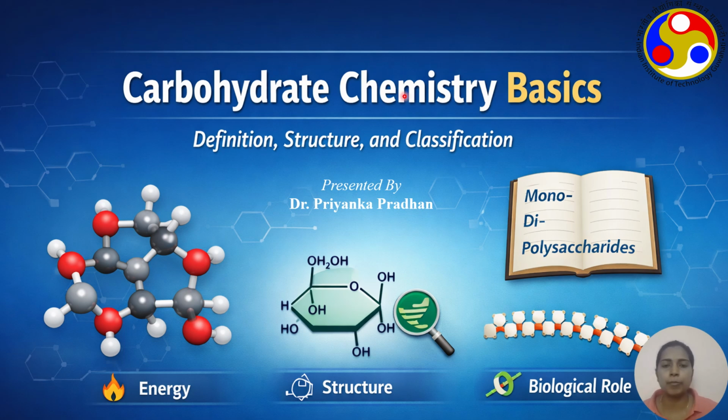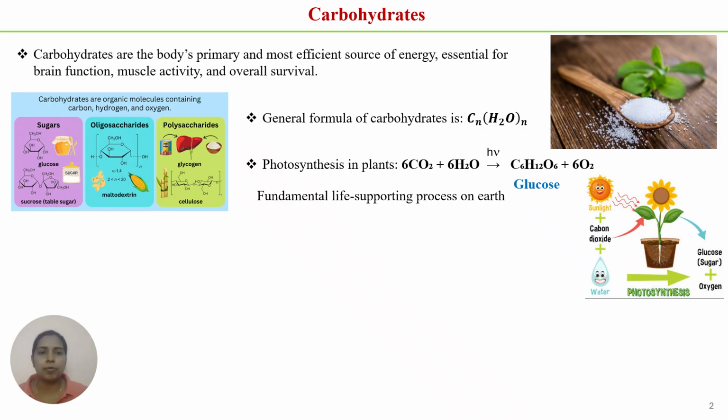Priyanka Pradhan. Today I am going to start a video lecture on basics of carbohydrate chemistry, later on glycosylation. Carbohydrates are the body's primary and most efficient source of energy, which is essential for brain function, muscle activity and overall survival. It contains carbon, hydrogen, oxygen molecules. The general formula of carbohydrates is Cn(H2O)n.